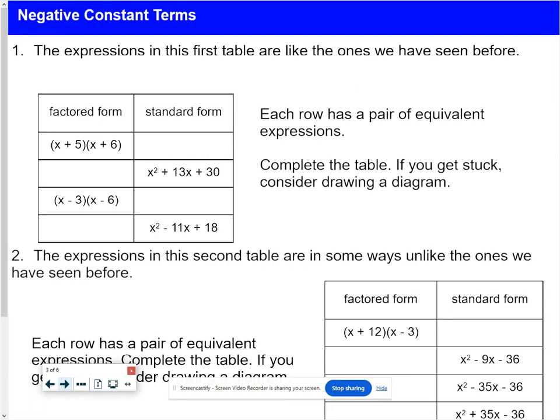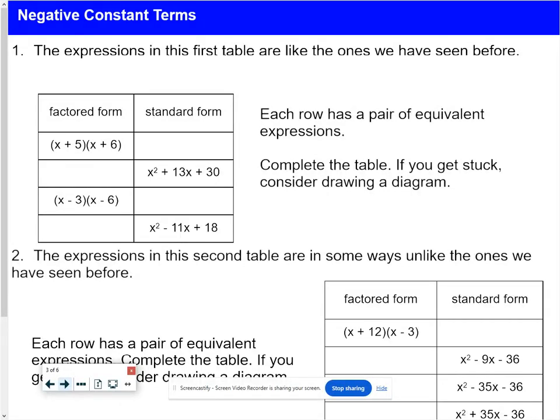All right, this table is still on page 205. It's giving us a couple of expressions that are in factored form and a couple of them that are in standard form, and we want to get the equivalent expressions. I want to change the factored form into standard form. I want to change the standard form into factored form. All right, we can certainly draw a diagram like it says. If you want to do that, you can do that.